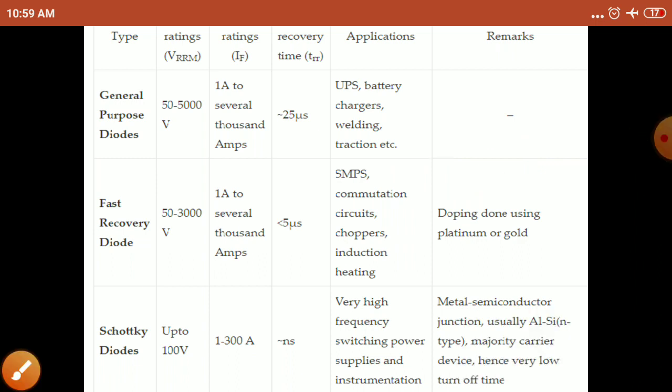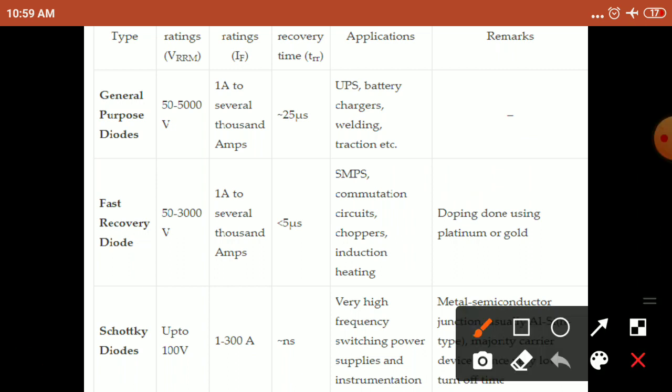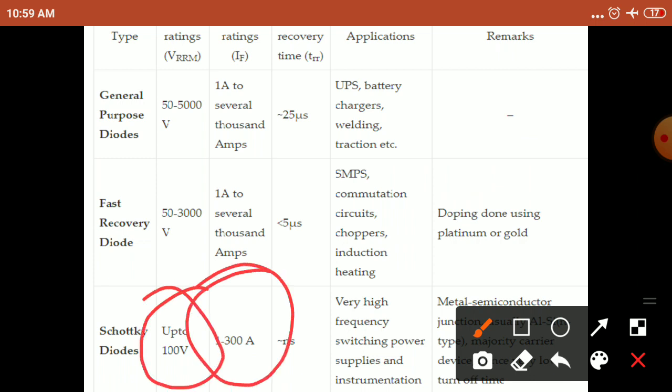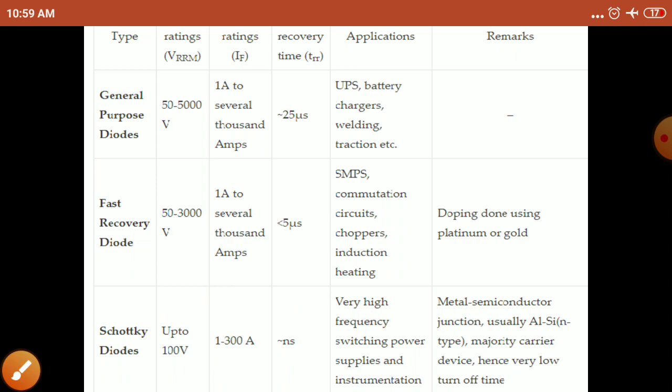Then comes the Schottky diode. Schottky diodes have a voltage rating up to 100 volts, and the current rating is 1 to 300 amperes. They are used in very high frequency switching power supplies and instrumentation. Some remarks: it is a metal semiconductor junction, usually aluminum and n-type silicon, and a majority carrier device, hence the turn off time of Schottky diodes is very low.